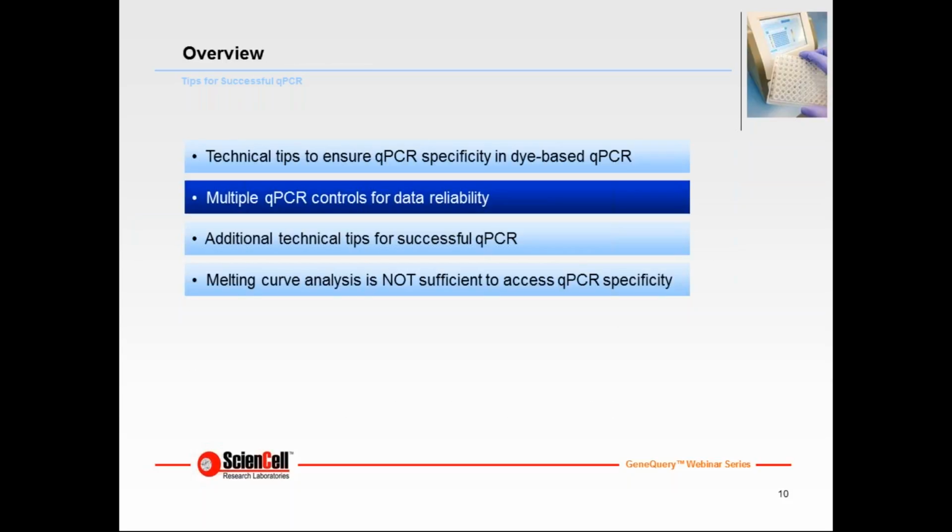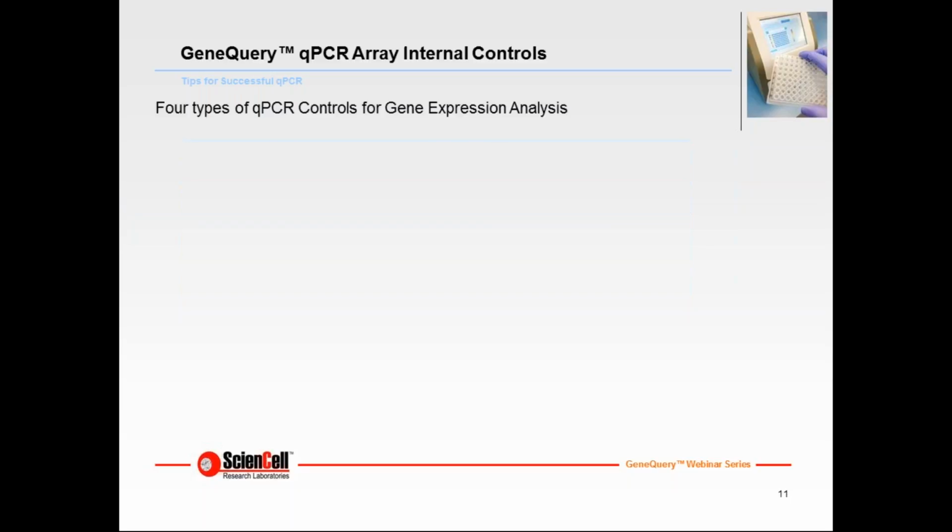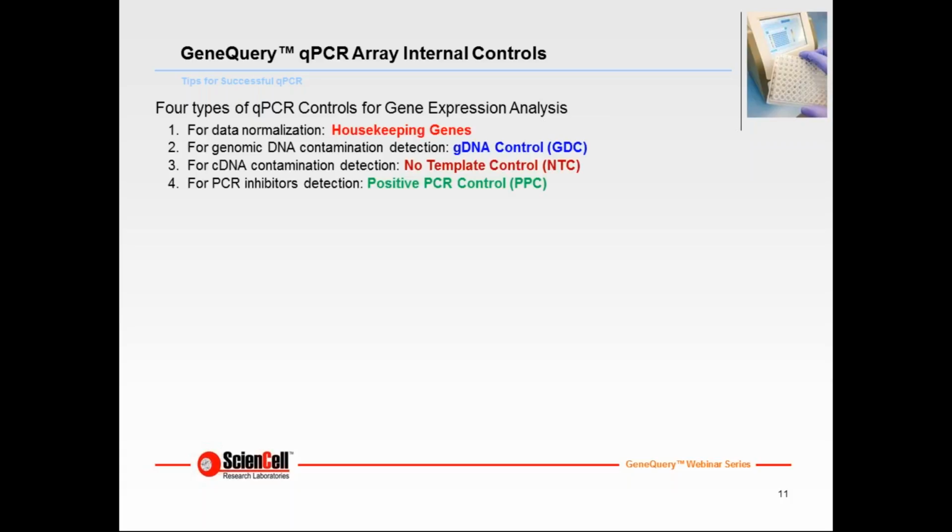Like all other assays, to ensure data reliability, multiple controls must be included in each qPCR array. Now let's take a look at what types of controls are required. Most likely you're doing qPCR arrays to compare gene expression profiles among samples. To be able to do that, you will need 4 types of qPCR controls.